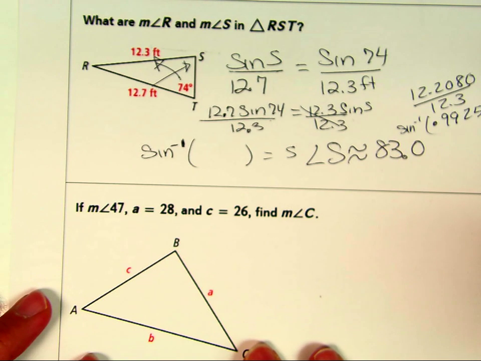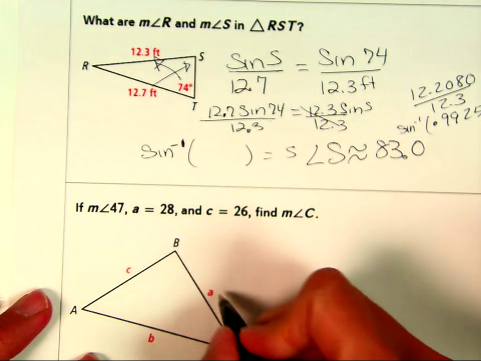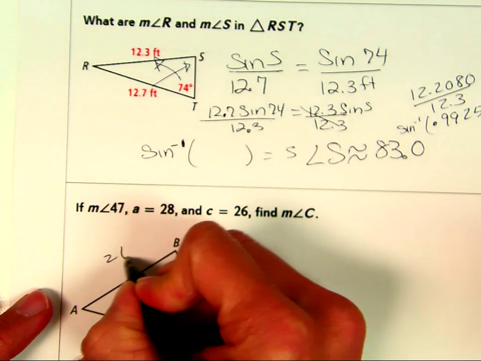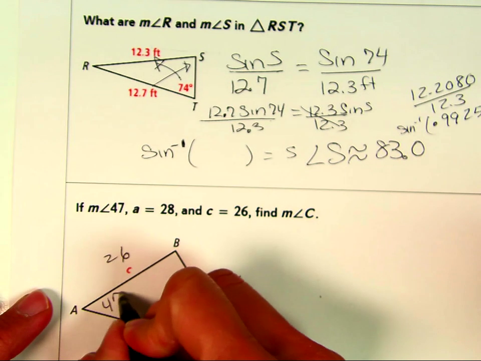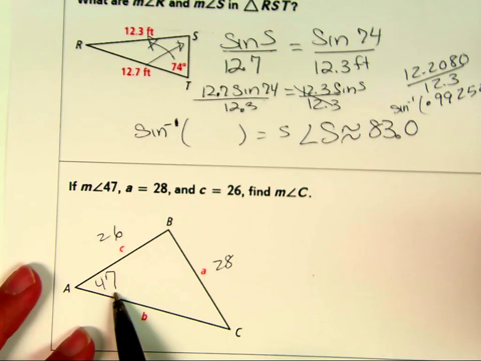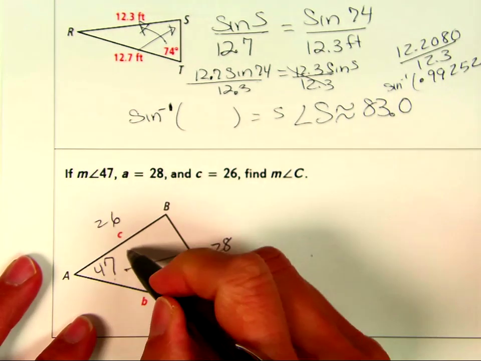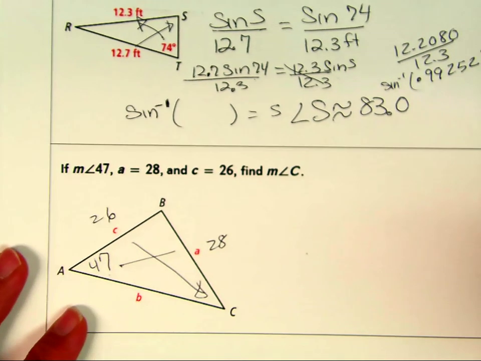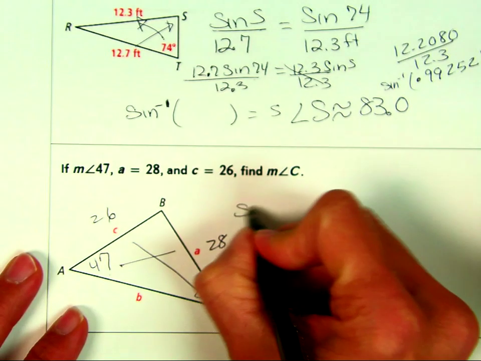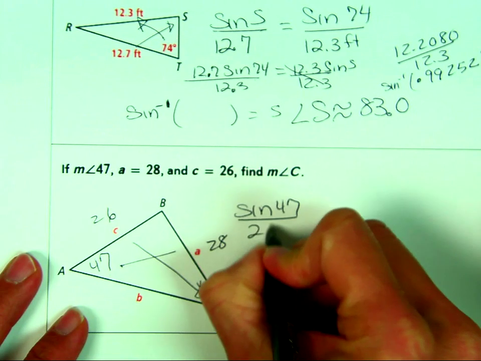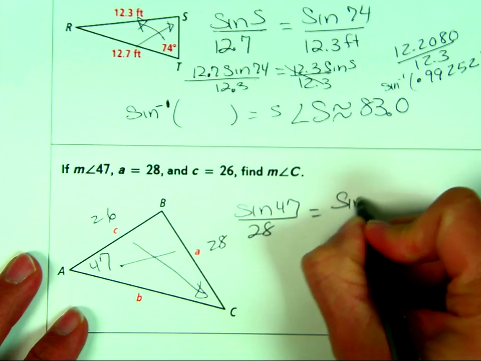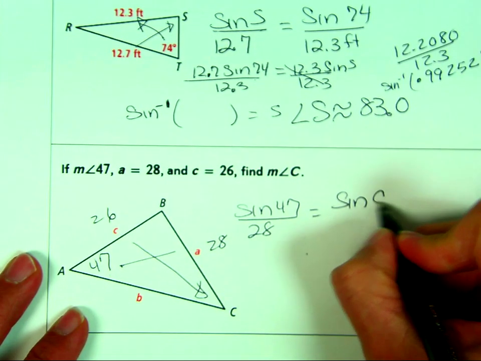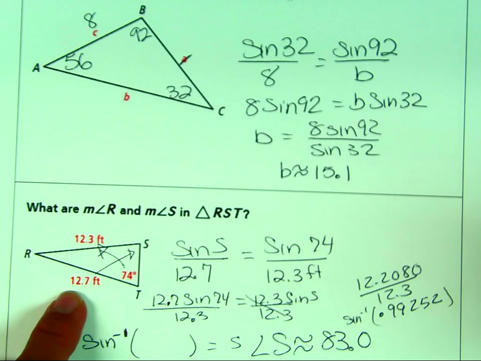Okay, here we have that A is 28 and C is 26, and the angle A is 47. So in order to find angle C, we are going to set up our law of sines, and I always look at the opposites. So I say the sine of 47 over 28 is equal to the sine of C over 26.